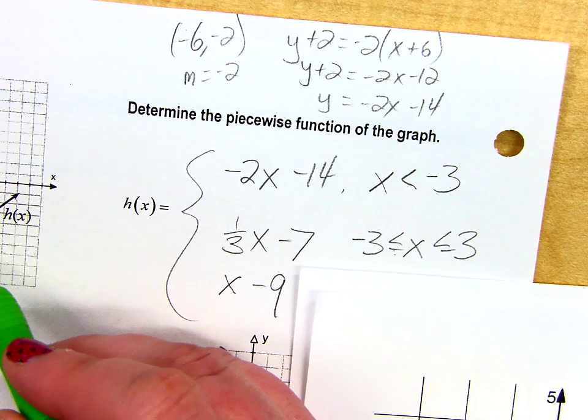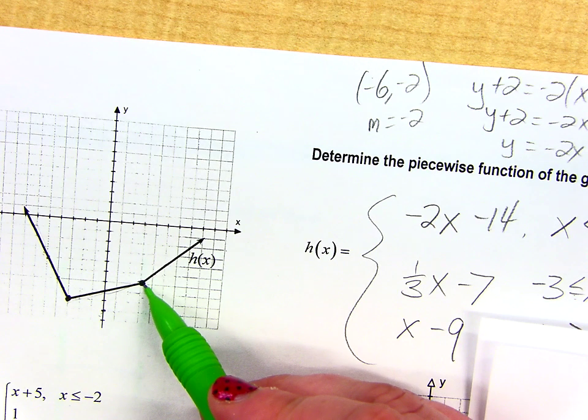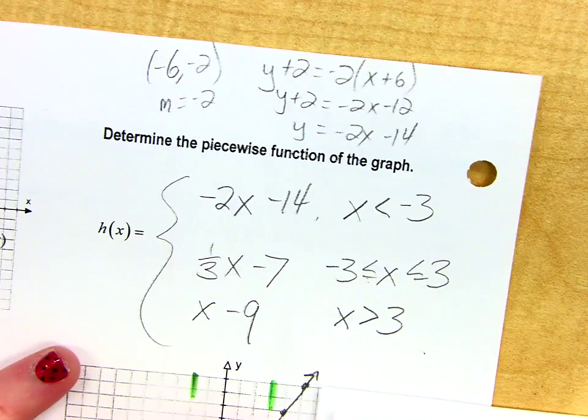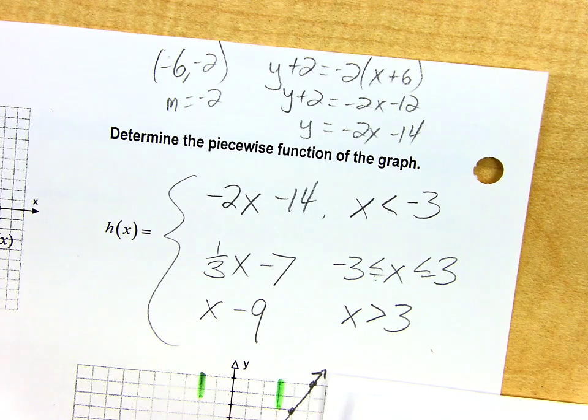And then the same thing happens over here where these two meet. Someone's going to be open, someone's going to be closed. What I definitely can't have is both of them to be open. Then there would be no value there. But I do have values there because they're closed.